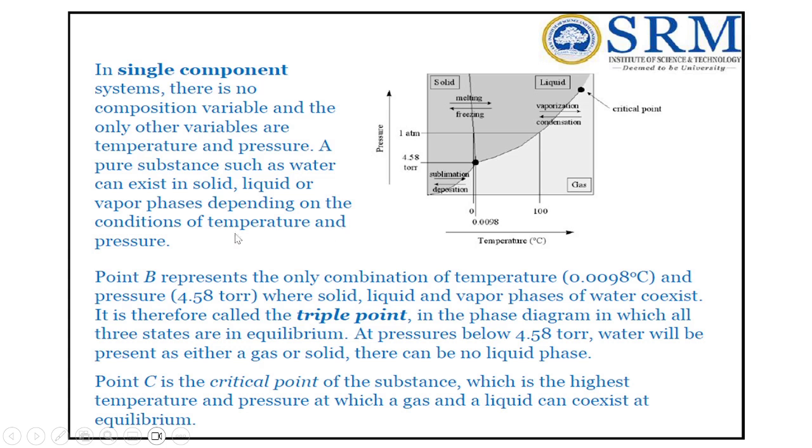conditions of temperature and pressure. You can see this. There are two important points you have to notice here. The point B represents the only combination of temperature, that is 0.0098 degrees centigrade, and pressure of 4.58 torr, where solid, liquid, and vapor phases of water coexist.